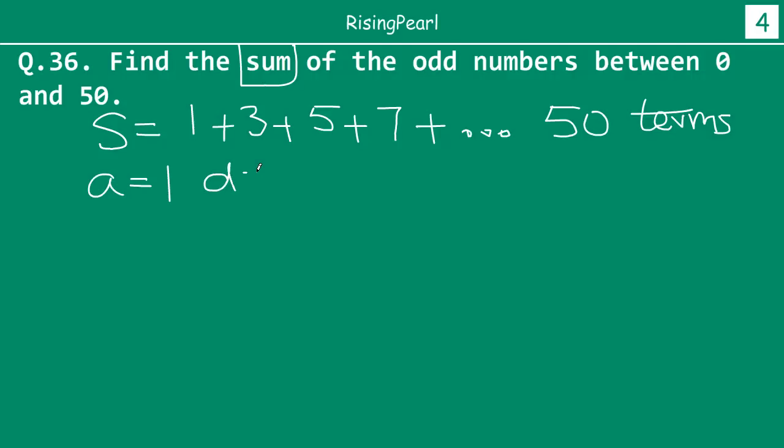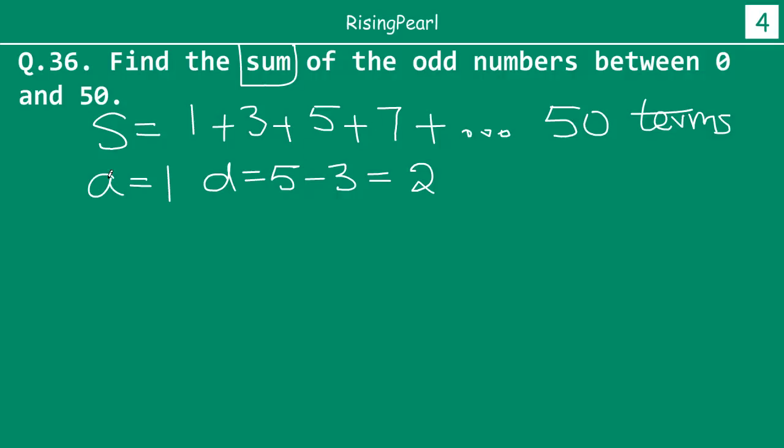And what is the common difference? Let's take 5 and subtract 3 from it. Obviously we know that odd numbers have a gap of 2 from the previous number, which is the same for even numbers too. They just have a different starting point. For odd numbers we start at 1, then 3, 5, so on. If it were even numbers, we'd have 2, 4, 6, 8 like that.